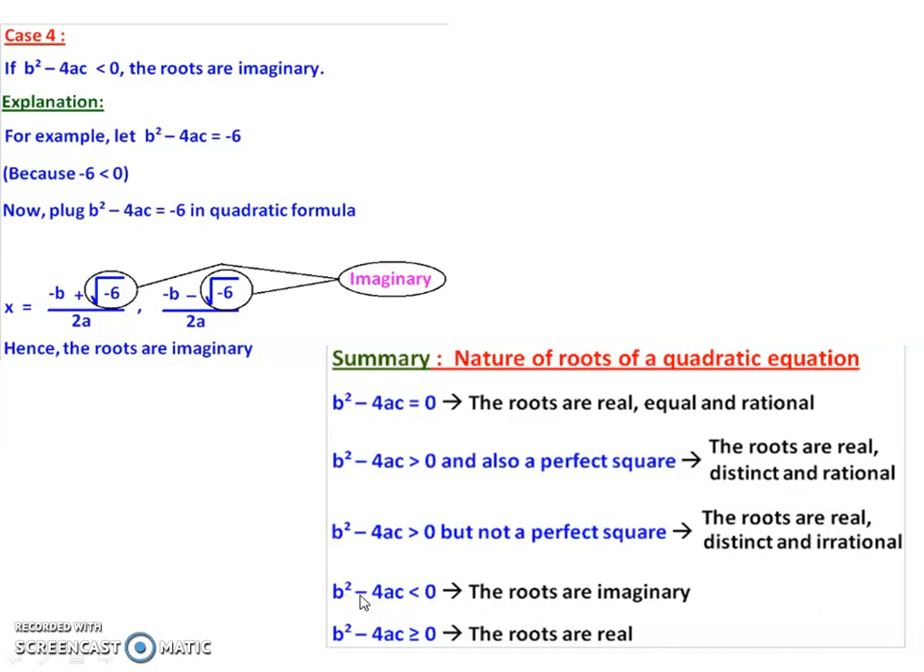If b square minus 4ac is less than 0, that is, if it is a negative number, the roots are imaginary, or you can write they don't have real roots. Clear? We'll continue in the next video.